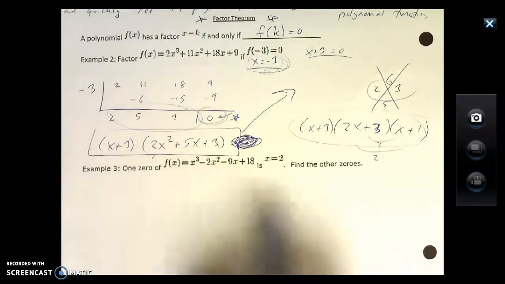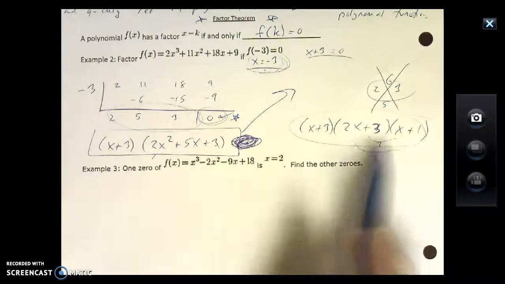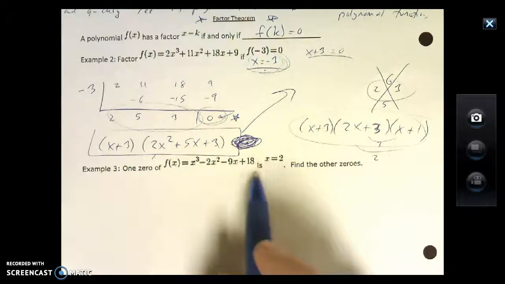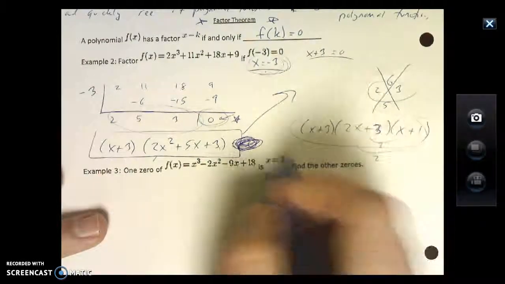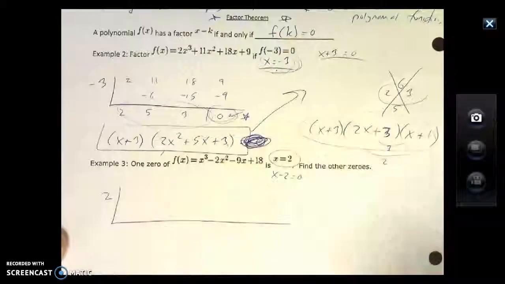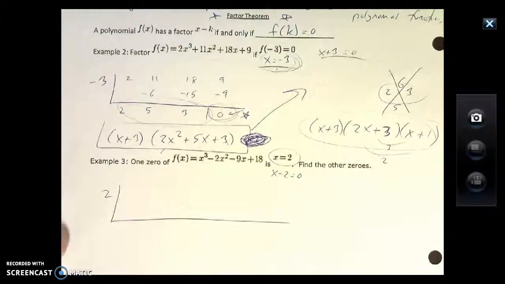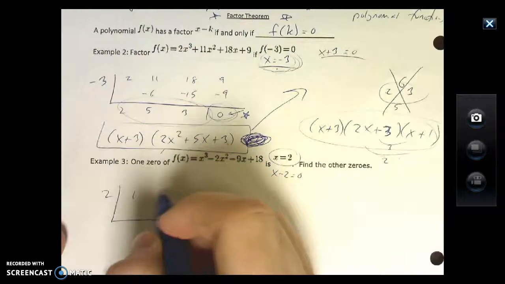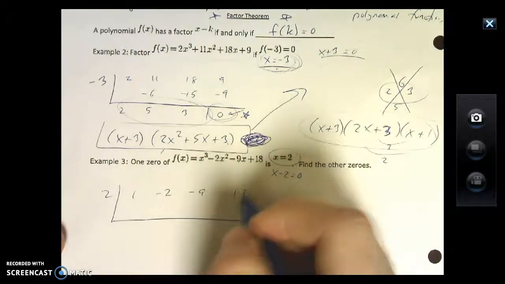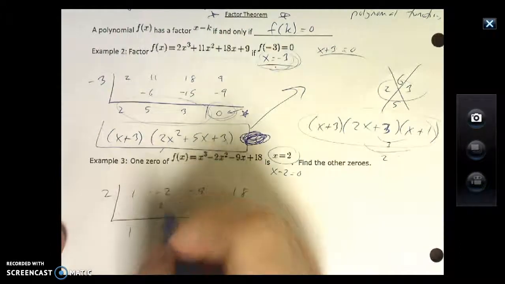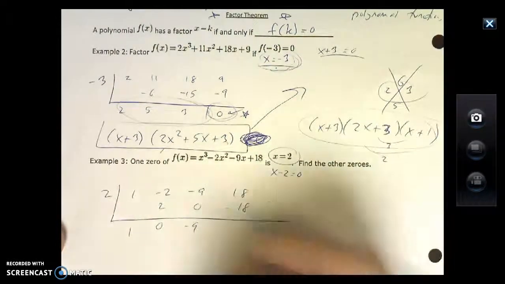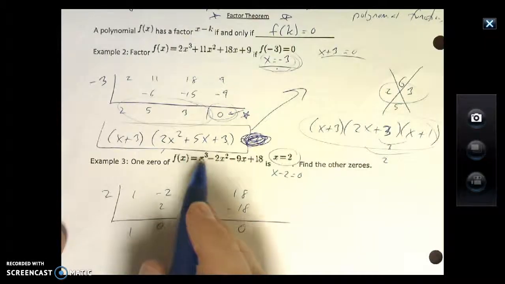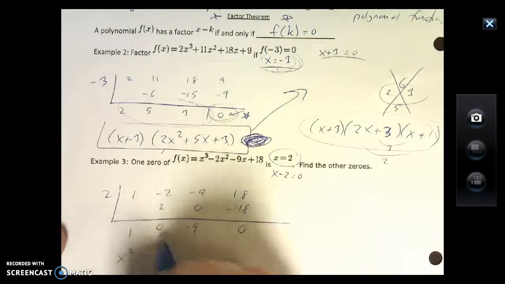Now, if I want to find the other zeros, I have to factor first, and then I'm going to set them all equal to 0. Here it's much the same. They're telling me x equals 2. If I want the binomial, it's x minus 2 equals 0. But to start off with, I need the 2. Put all my coefficients out: 1, negative 2, negative 9, 18. Bring it straight down. Multiply. Add. Multiply. Add. Multiply. Bringing it down one exponent, x cubed turns into x squared. I have 0 x's minus 9.